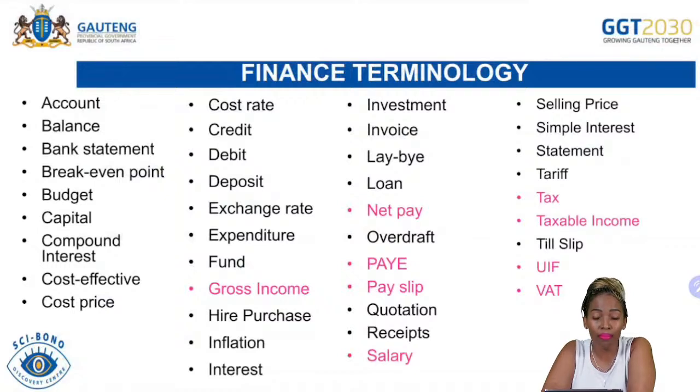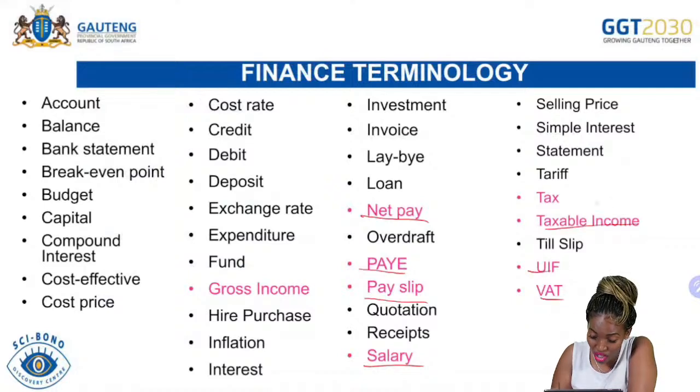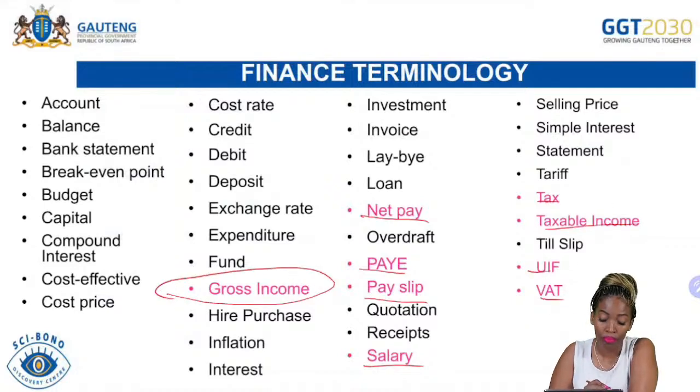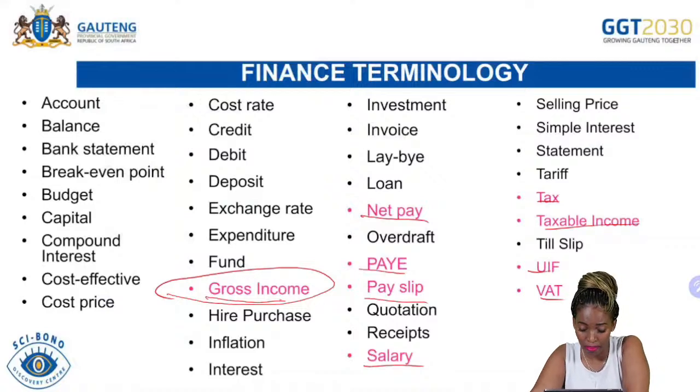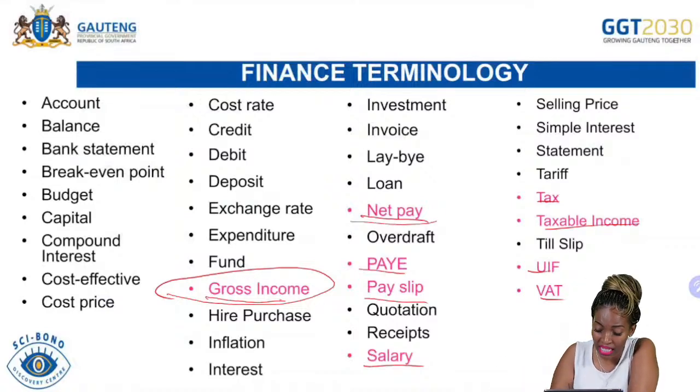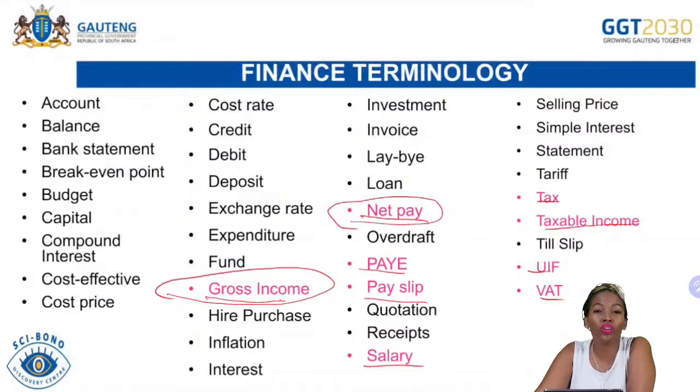Now, with the section of income tax, the highlighted words are the ones that you are going to come across in this section. So you should know what a gross income is. By gross income, we are referring to the money that one receives before any deductions. So your salary that you get before any deductions, we call that your gross salary, or rather your gross income. You must know, when we talk about net pay, what are we talking about? We are talking about your income, or rather your salary, after all the deductions have been taken out, your take-home money. That is your net pay.